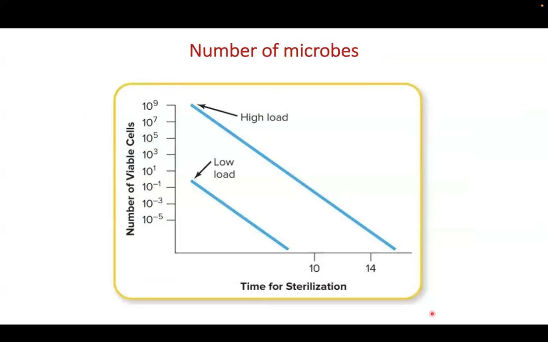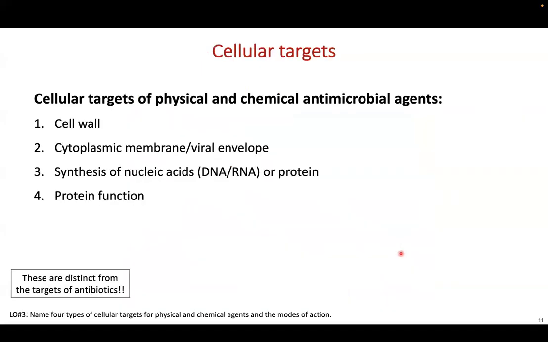So, as much as we now know of the nature of the microbial target, the number of microbes present also plays a role. So here on this graph, this is the number of viable cells of microbes present, and the time here on the x-axis is the time needed for sterilization. And as you can see, if you have few microbes, you need less time for sterilization compared to if you have a lot of microbes, you need more time for sterilization. So that's what you can take in context as to how many microbes are present and how much time is needed to clean. And then the next one is cellular targets.